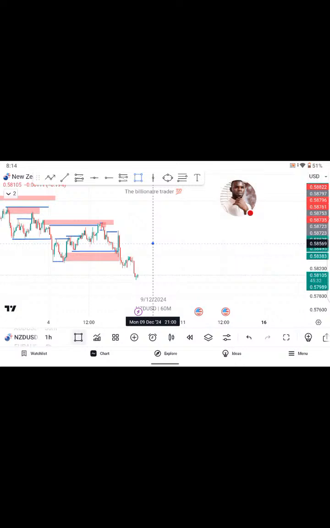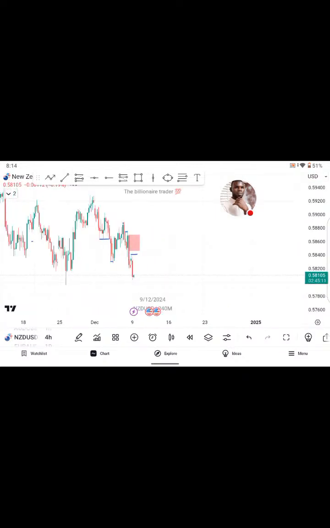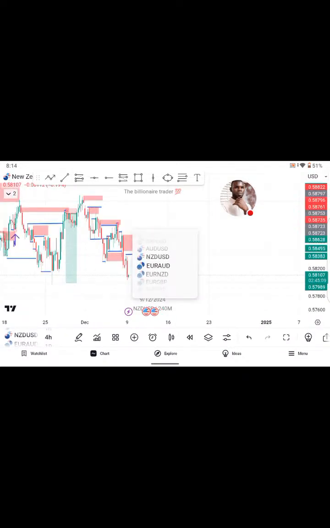The only thing I can see now is this area. That's what I can see presently. Price taking out this high. So let's see how it goes. Can see on 4 hours time frame, that's not feasible. So let's go to the next one.